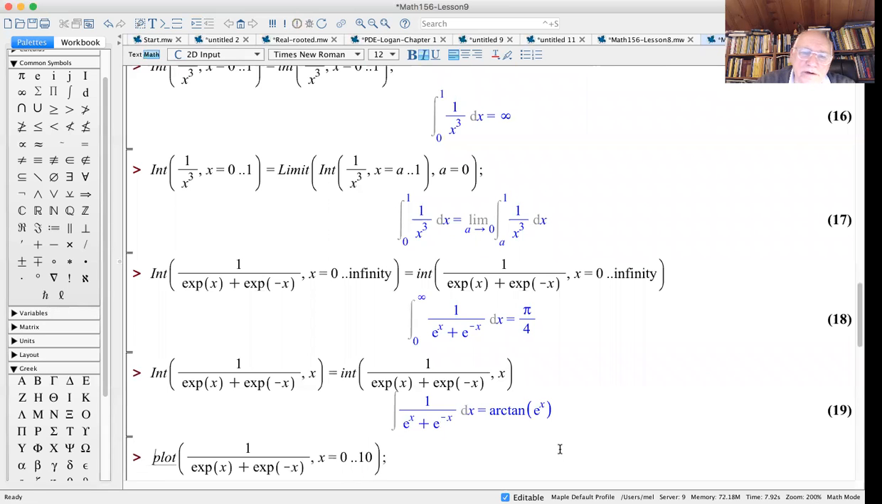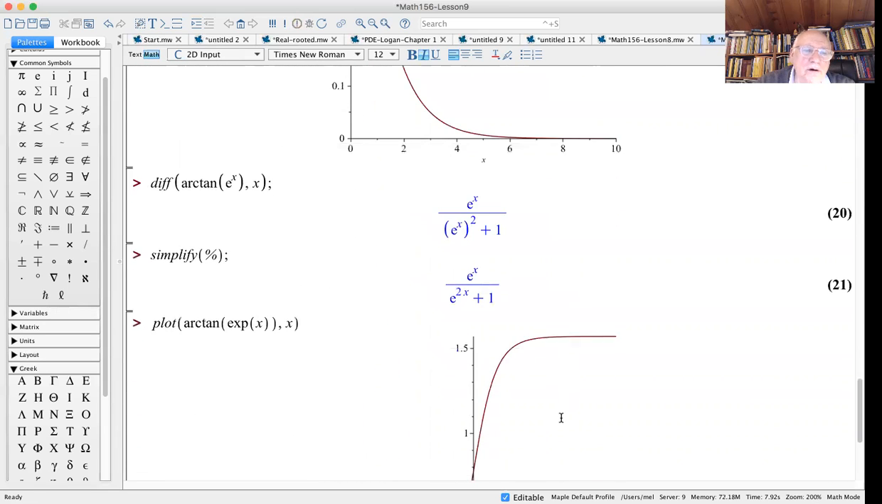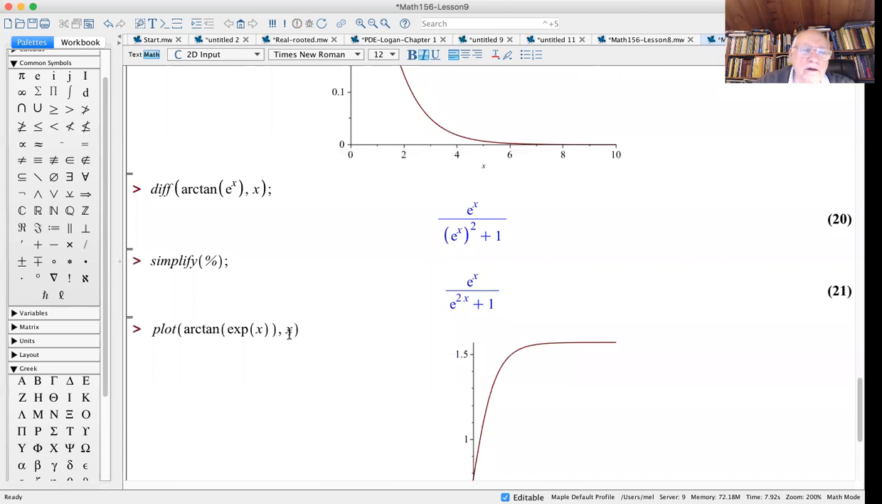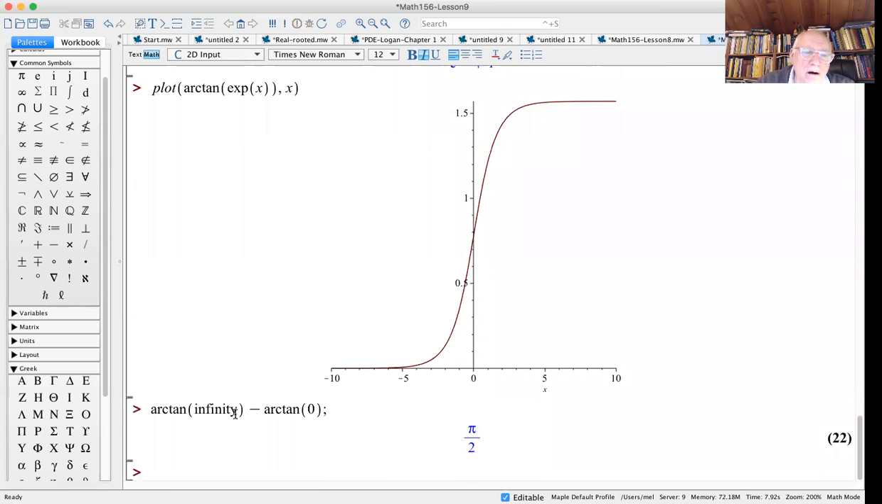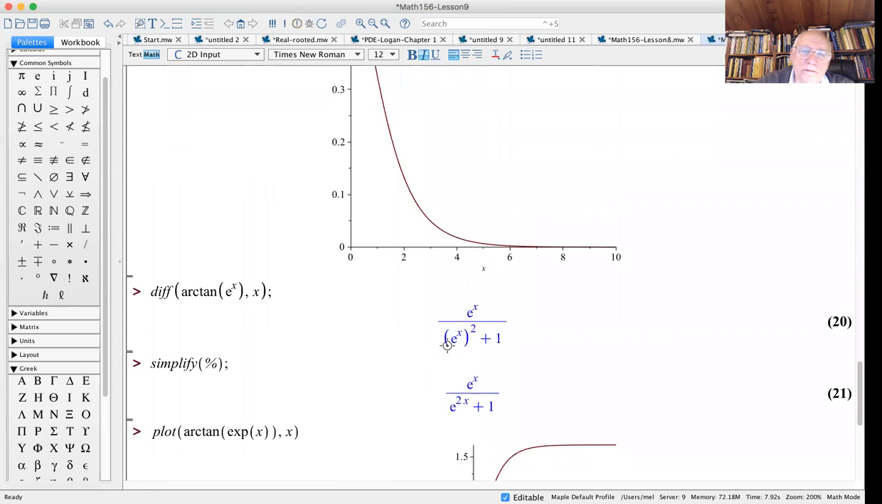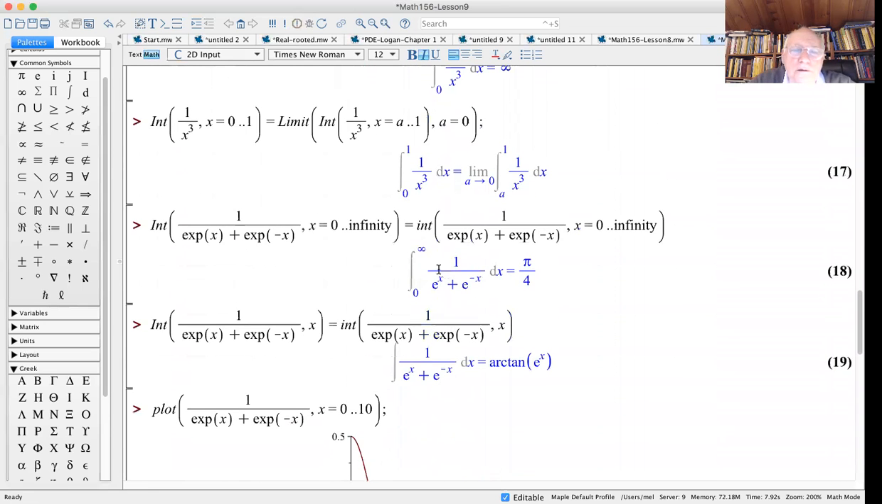Oh, arctangent of e to the x, that's right. So arctangent of e to the infinity minus arctangent of 1. That's pi over 4. So when Maple calculates the improper integral in one step, you get the answer of pi over 4.